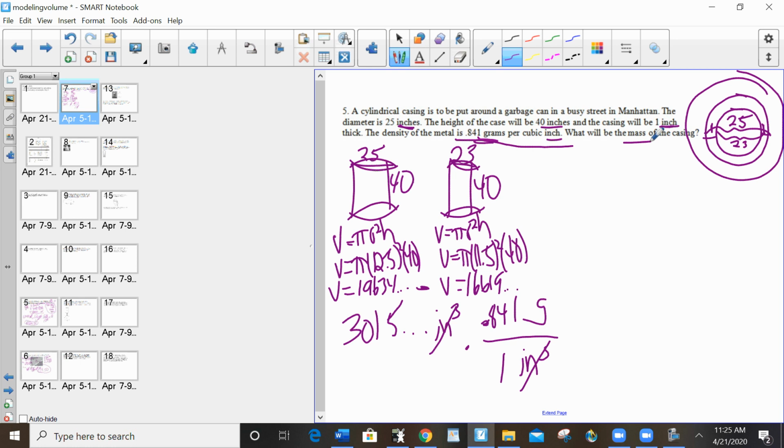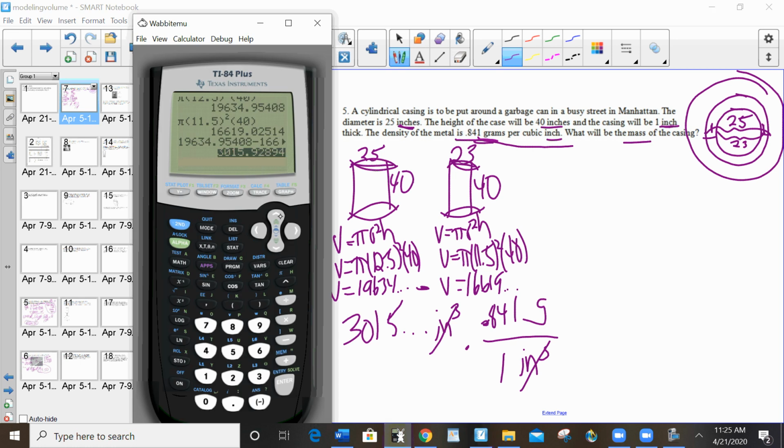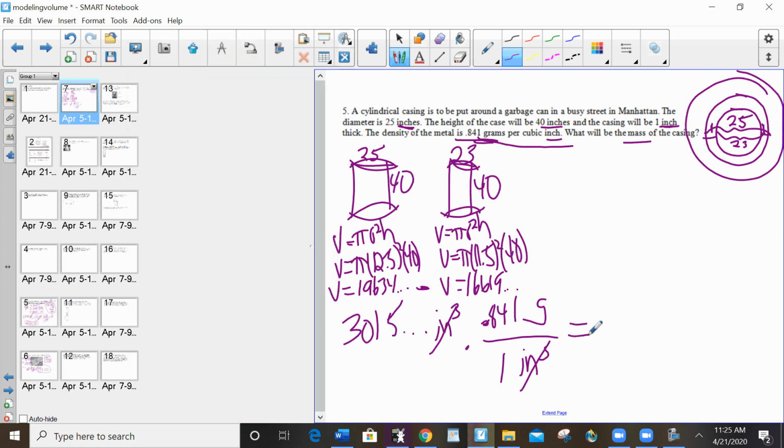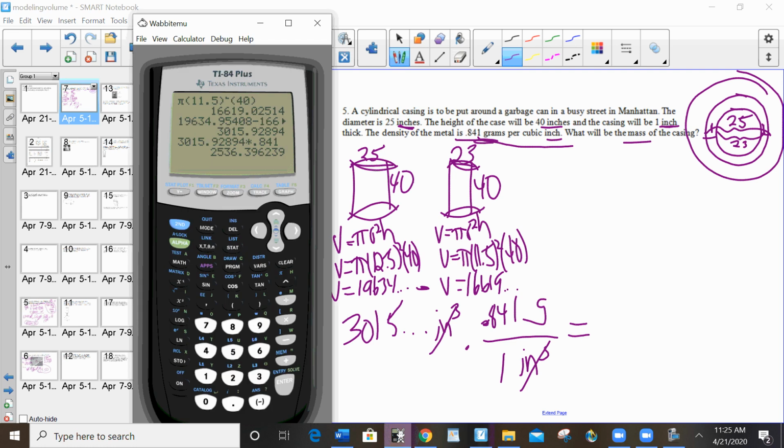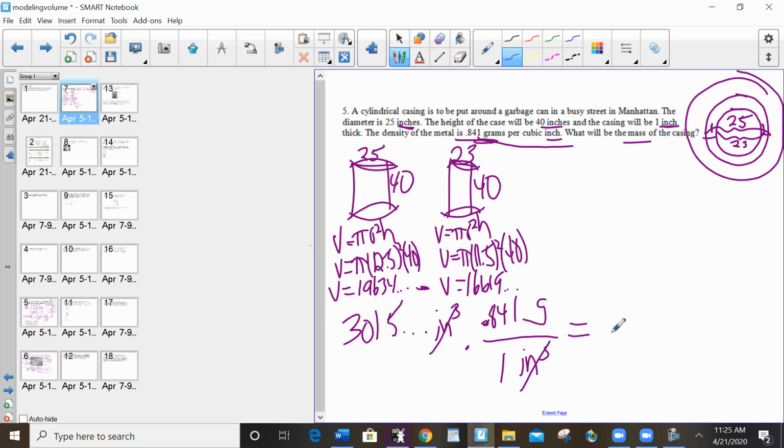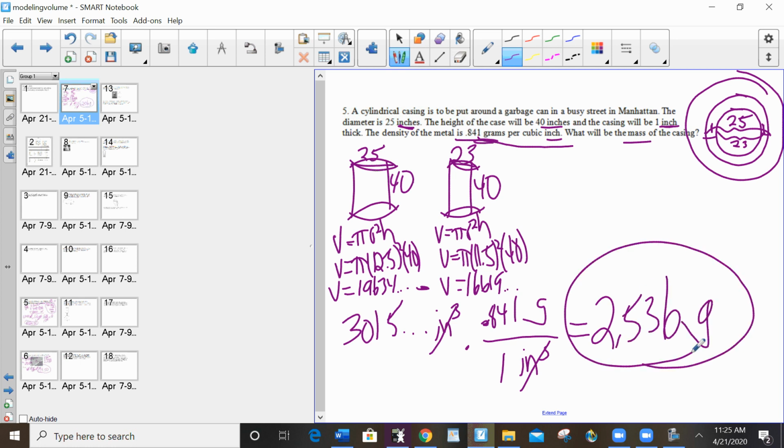So I'm just doing 3,015 dot dot dot times 0.841, and I have it. I should have specified what to round to, so I'll just round to the nearest gram, I guess. 2536. So if you need to, refer back to the compound and displaced volume lesson.